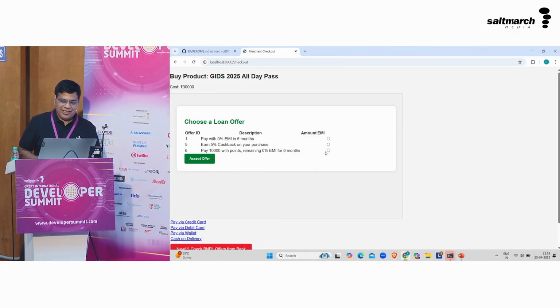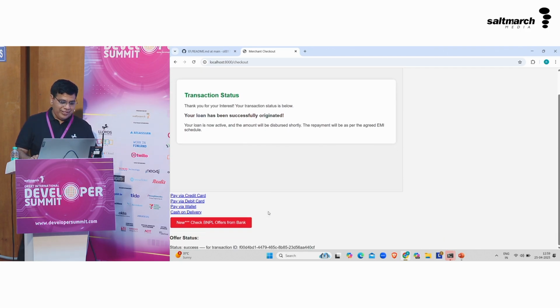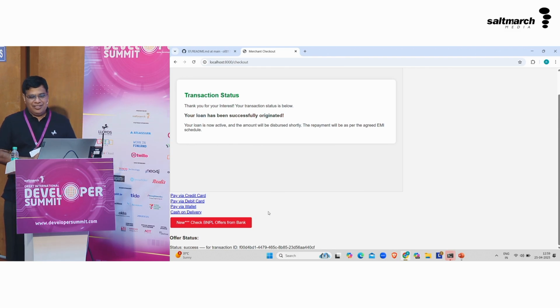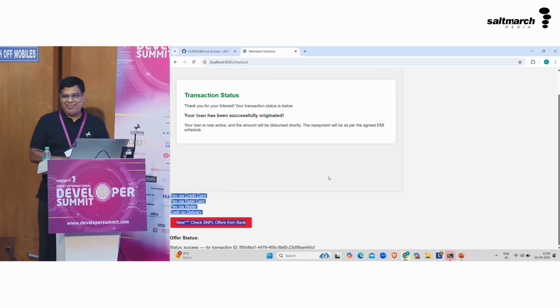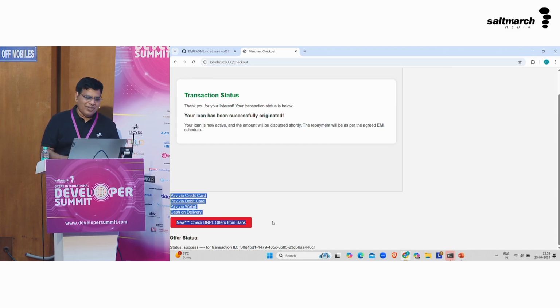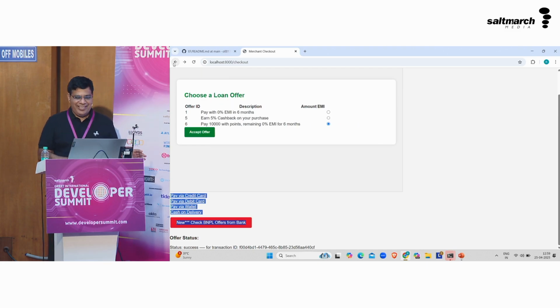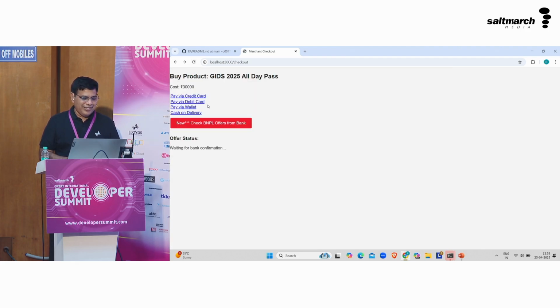And say I choose this, and I say accept offer. Okay, the loan is successfully originated. Now the merchant also knows in the status. If you look at this middle place where I have this iframe, this is the bank's MFE, and everything else is the merchant. So this is how embedded finance works at a very, very high level, just as a POC kind of thing.